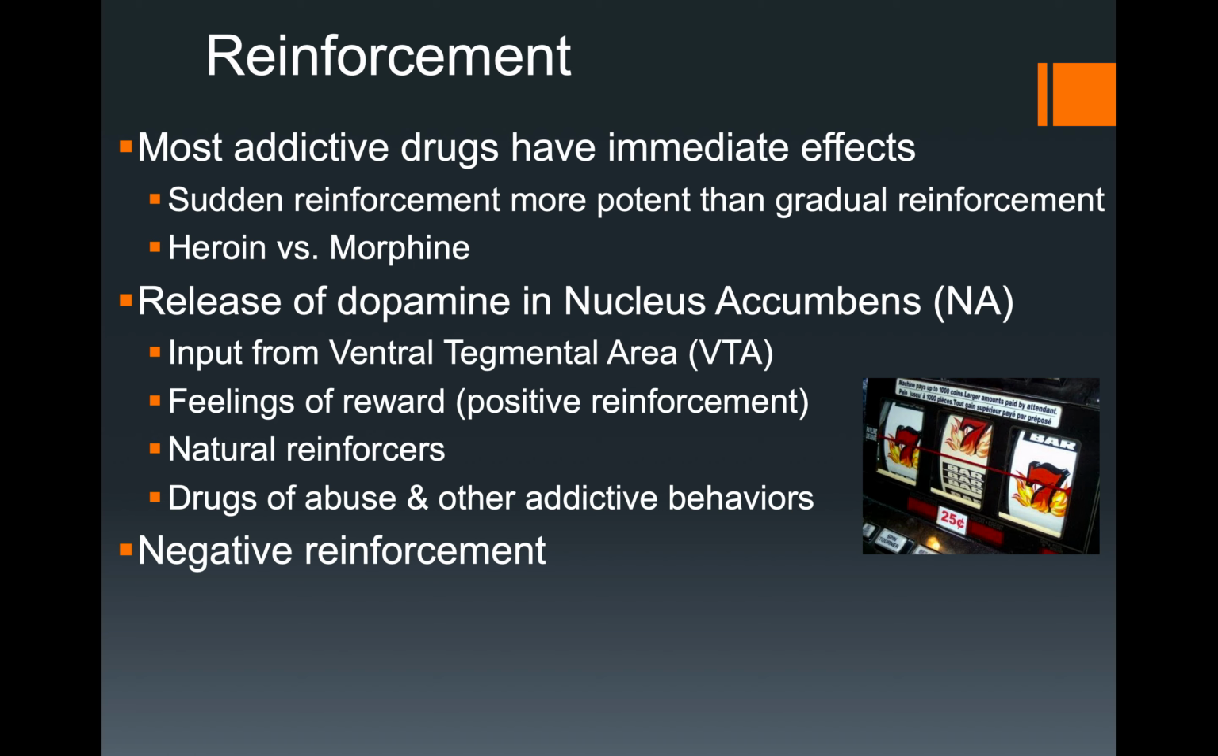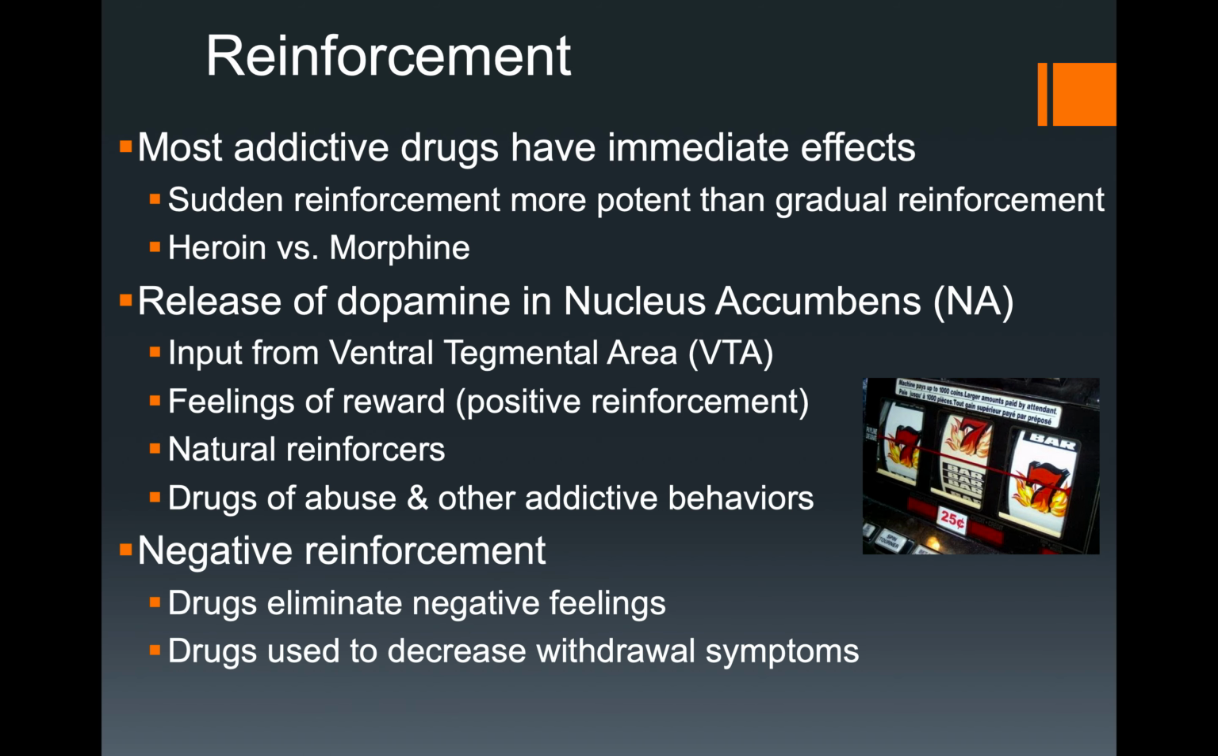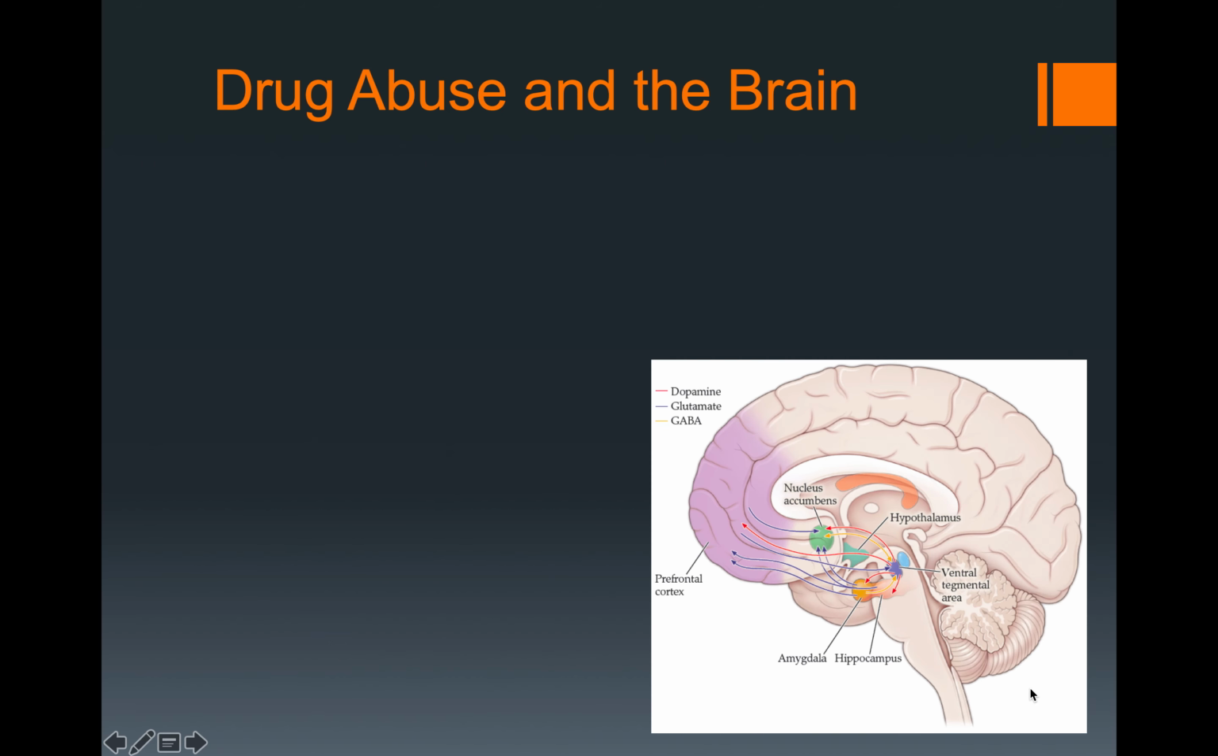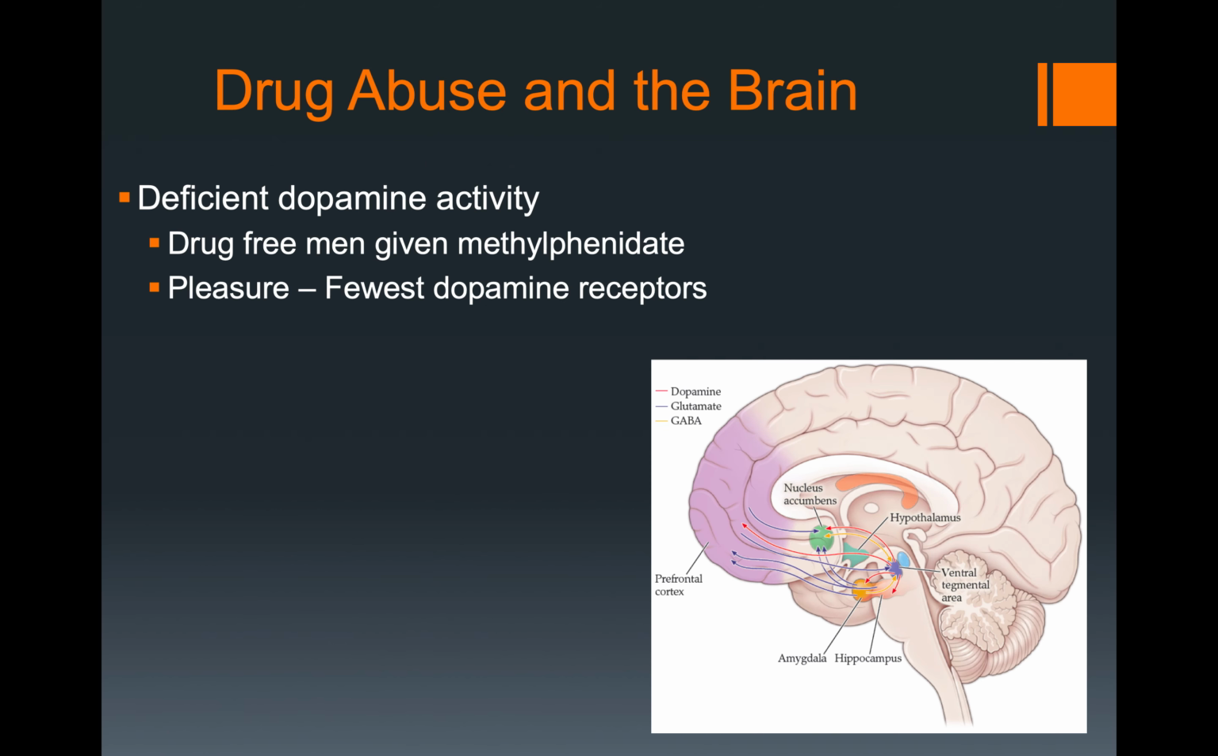People also do drugs for negative reinforcement. Negative reinforcement is taking away something aversive. So drugs tend to eliminate negative feelings or, as we talked about before, can decrease withdrawal symptoms. So why are some people more vulnerable to drug abuse than others? We talked about some psychological and social risk factors. Now, getting back to some biological risk factors.